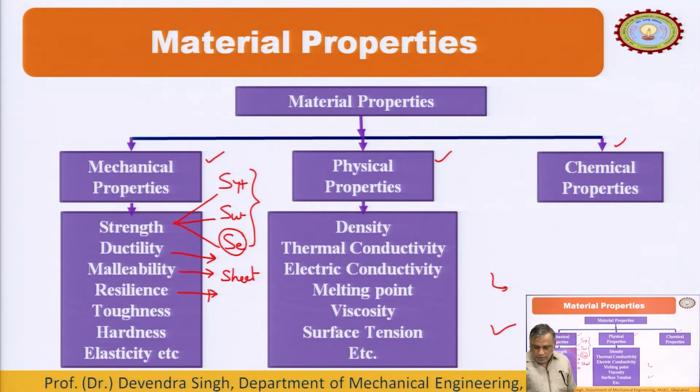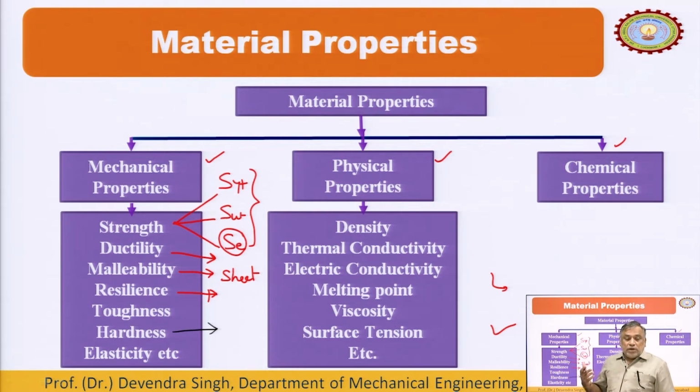Now the next property is hardness. Sometimes, in cutting tools, or sometimes we need surfaces which should have good wear resistance. So hardness is an important property. Hardness is the ability of a material to resist scratches or indentation. So this is called hardness.